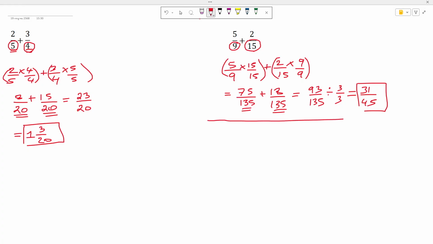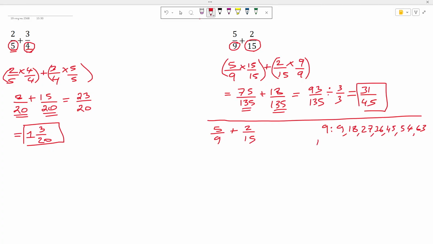Now the next method, what I would like to teach you guys is what I call the LCM method. Alright guys, so let me write the question down. So I have 5 over 9 plus 2 over 15. I'm going to solve the same question guys. So let's go ahead and find the lowest common multiple. So let's write the multiples of 9. So we have 9, 18, 27, 36, 45, 54. Let's write maybe one more, 63.